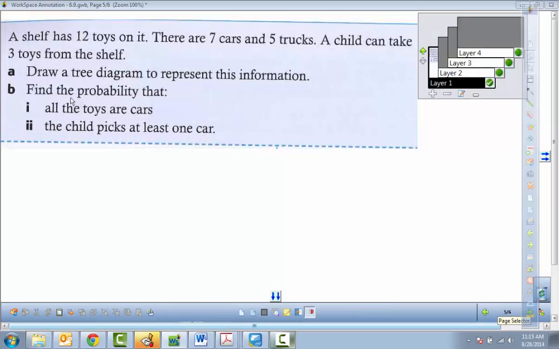Okay, so in this example, we have 12 toys, and there are 7 cars, 5 trucks. A child can take 3 toys off the shelf. Now, I can relate to this question. My young son loves his toys. He loves to take them off. Doesn't always like to put them back, but he likes to take them off. And he's only going to take 3. So I want to create a tree diagram to represent this information as to what can happen.